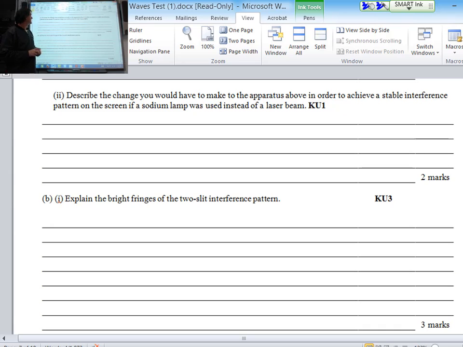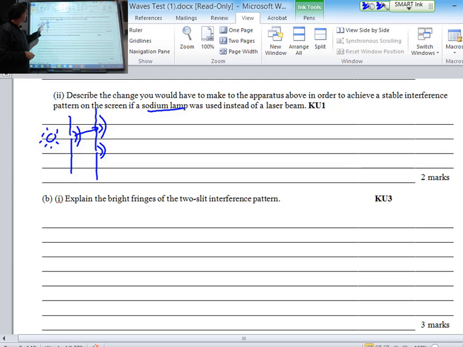Now the next part says, describe the change you have to make to the apparatus above to maintain a stable interference pattern. Well, you need to get the sodium lamp waves to actually be coherent. So if you add a single slit in front of the pair of double slits there, like that, so add a single slit between the double slits and the sodium light source here, that will ensure that you'll get diffraction going on here, and you get a single point source, and so the waves coming out of these 2 slits will therefore have come from the same original source, be matching and maintain a constant phase relationship.